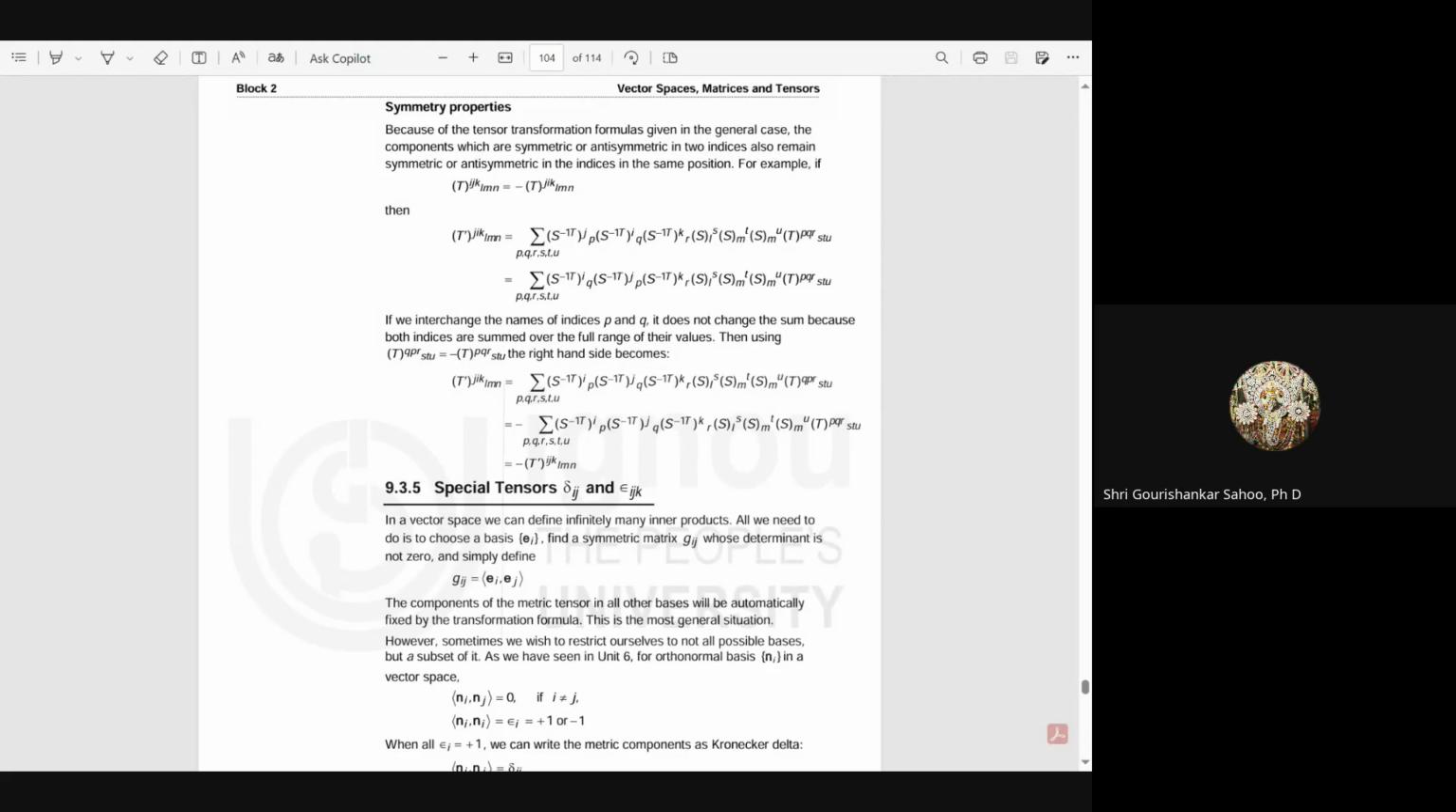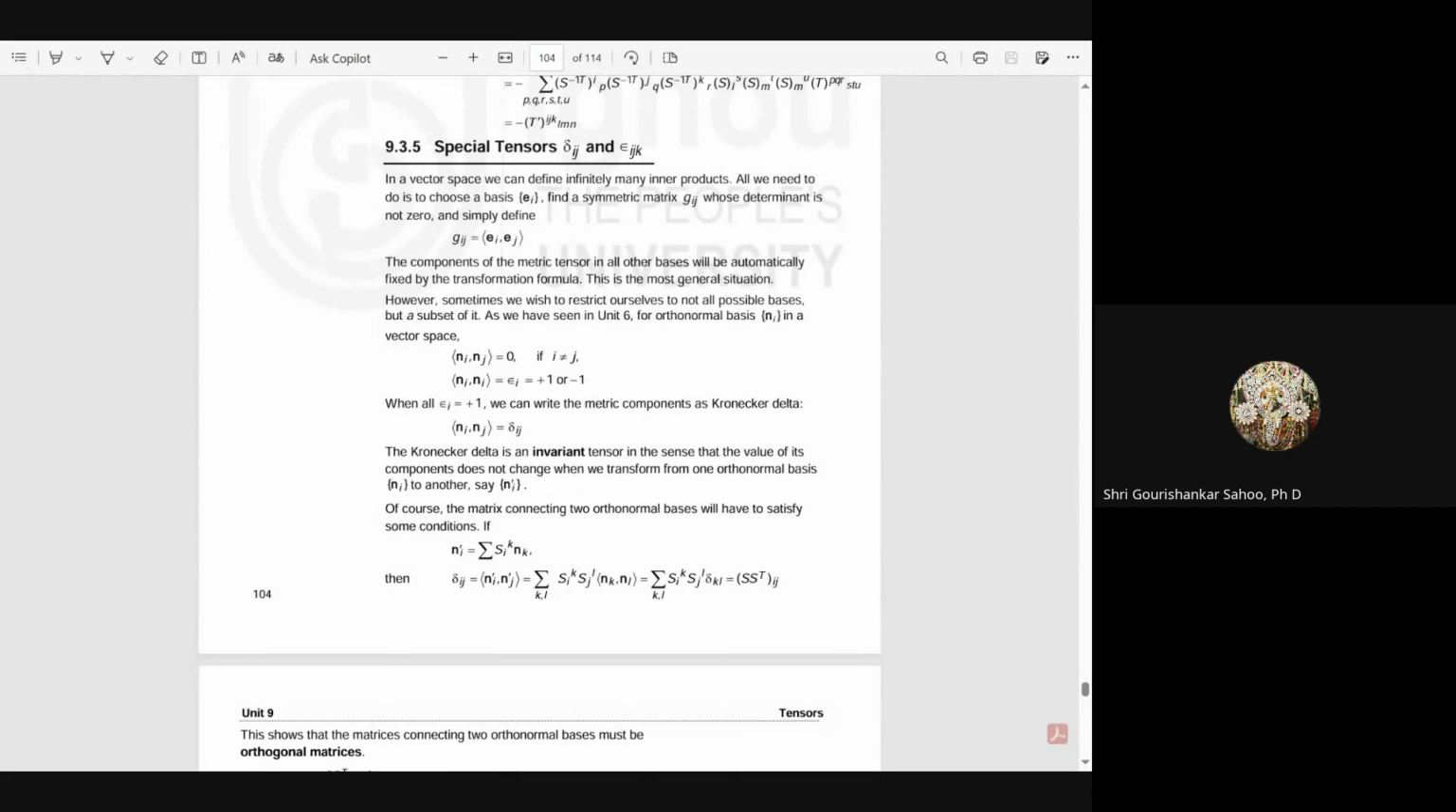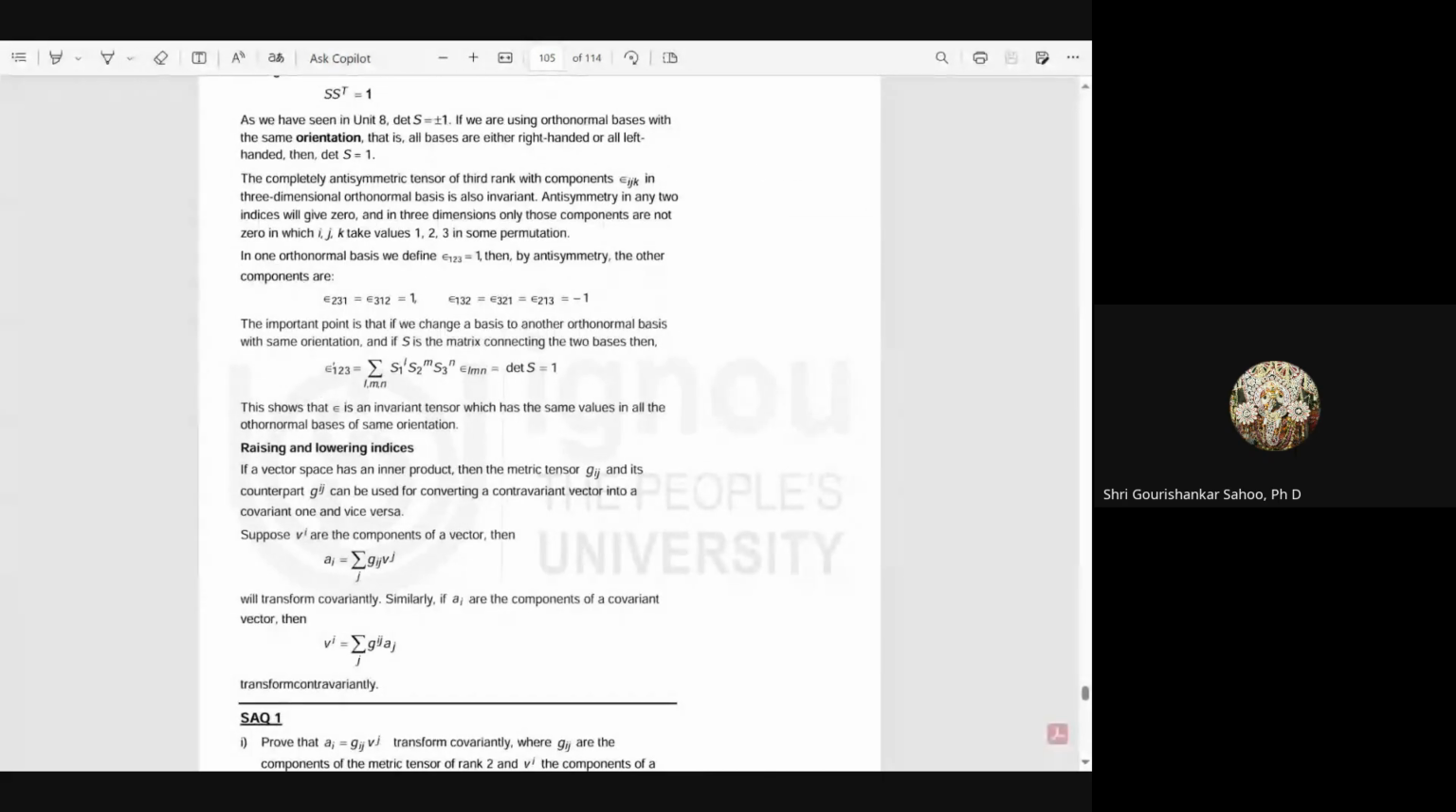Then symmetry properties. Because of the tensor transformation formulas given in the general case, the components which are symmetric or antisymmetric in two indices also remain symmetric or antisymmetric in the indices in the same position. You can have the example T superscript ijk subscript lmn is equal to -T superscript jik subscript lmn. Then special tensors delta_ij and epsilon_ijk, Kronecker's delta and epsilon. So g_ij is equal to e_i · e_j. Matrices connecting two orthogonal bases must be orthogonal matrices.